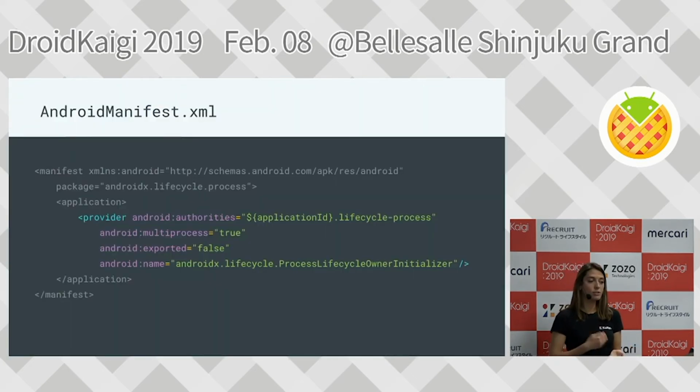Under the hood, in order to get this information, the lifecycle library adds a provider to your manifest. And actually, this is how it knows when the app is in foreground or in background.